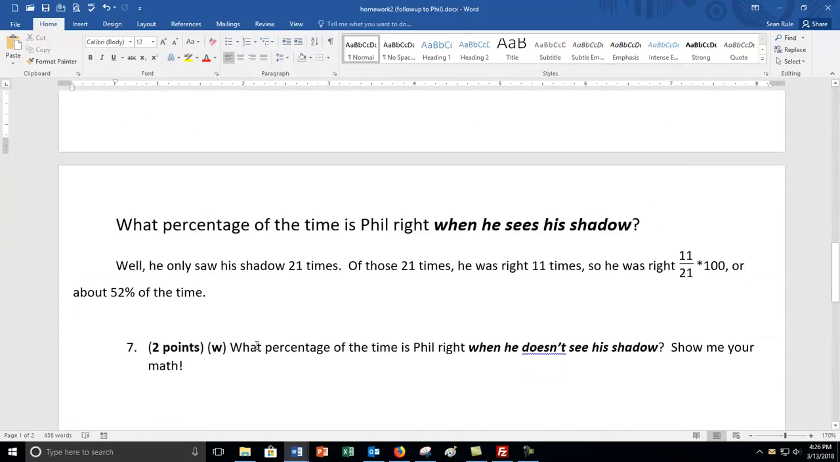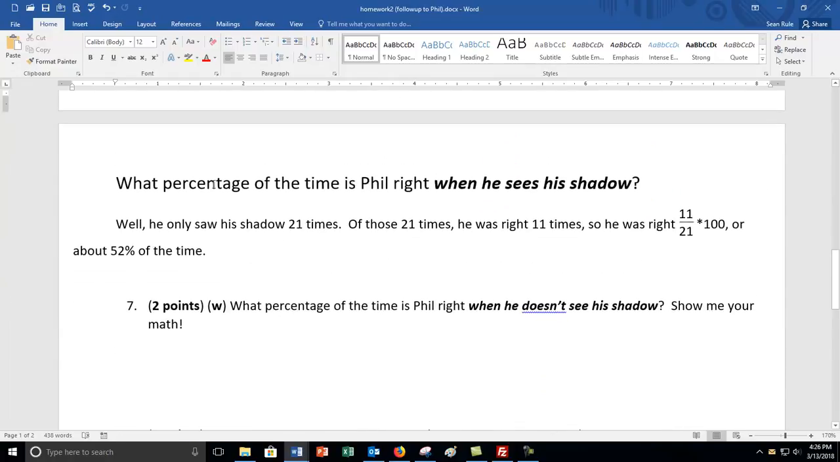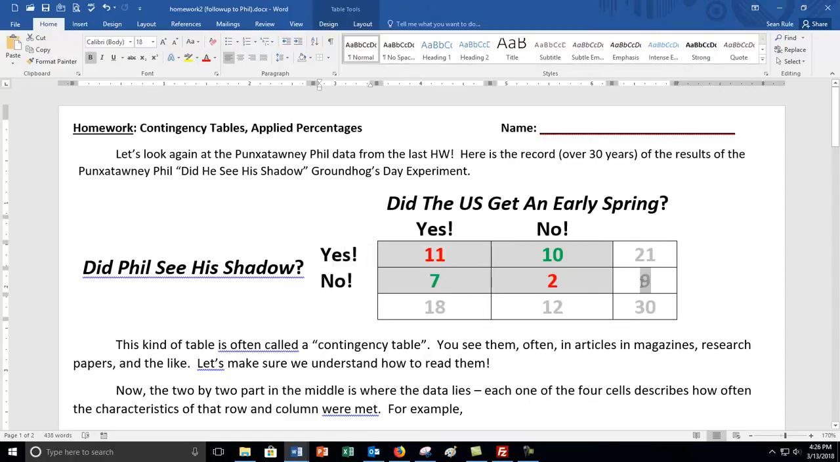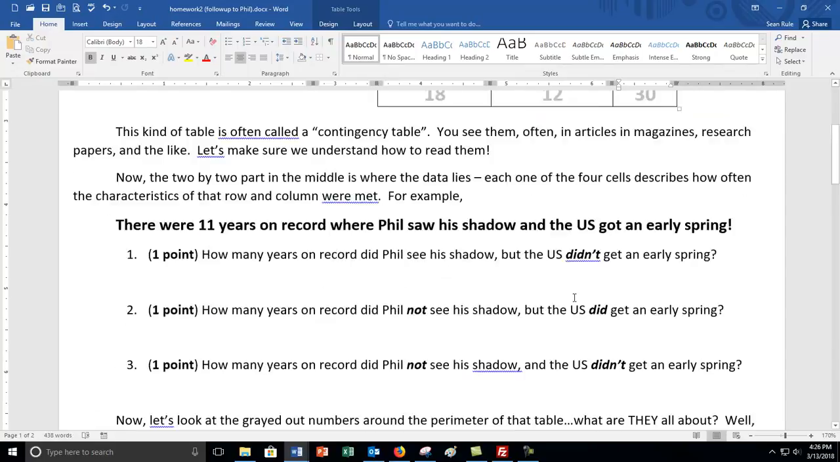Now let's go on to, I gave you the little green and red here. What percentage of the time is Phil right when he sees his shadow? So I did the math for you here. 21 times, 11 times he was right, so 11 over 21 times 100 to make it a percent, 52% of the time. So now I said, what percentage of the time is Phil right when he doesn't see his shadow? Okay, here we go. He doesn't see his shadow 9 times on record. How often is he right? 7 out of those 9.